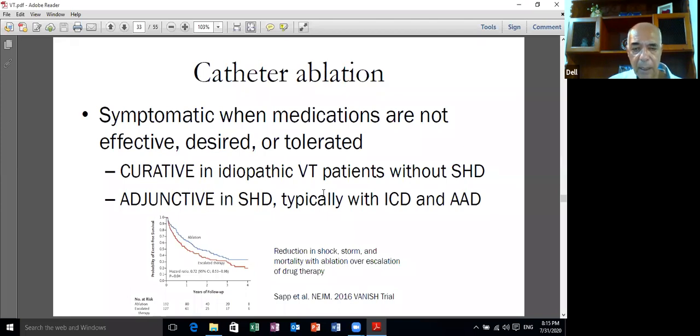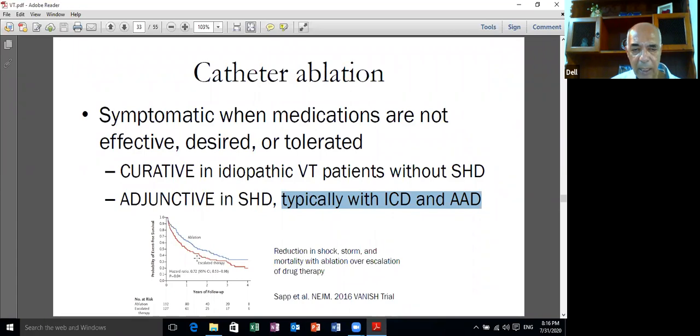And this is a Canadian study called the VANISH study published 4 years ago. It was comparing, if the patient doesn't tolerate or is not responsive to a single antiarrhythmic drug, do you escalate the antiarrhythmic drug therapy or do you move to ablation? You will find that the triple outcome of shocks, storm, and mortality was less with ablation than with escalation of antiarrhythmic drugs. So if you fail with one drug, you are very prone to fail with other drugs.